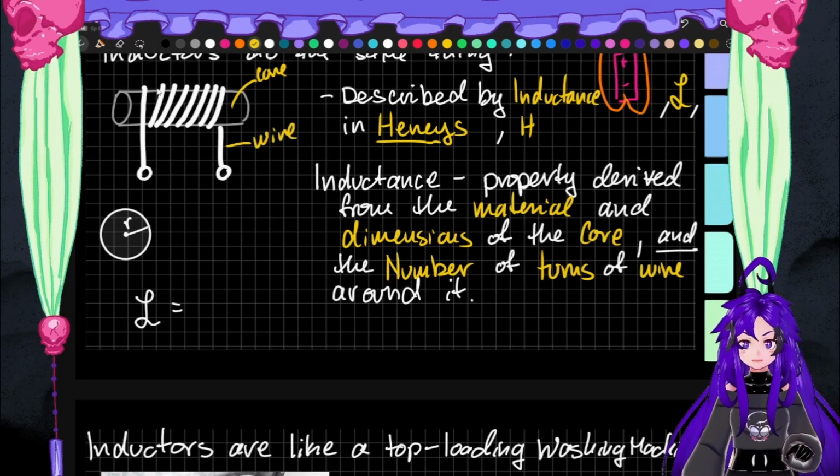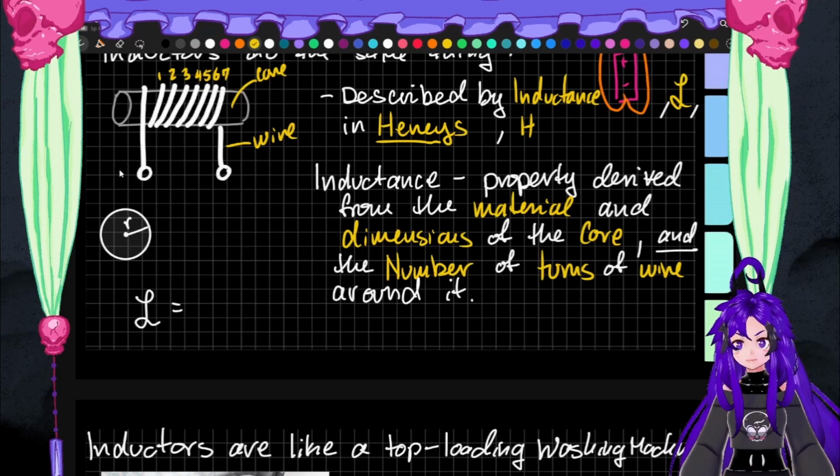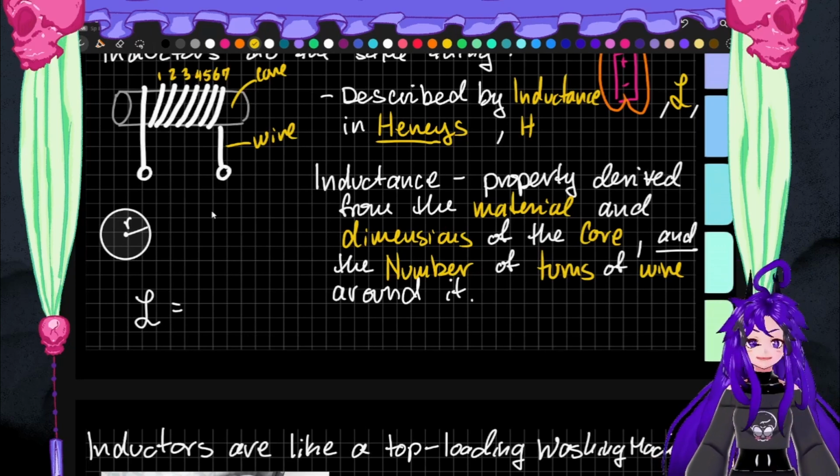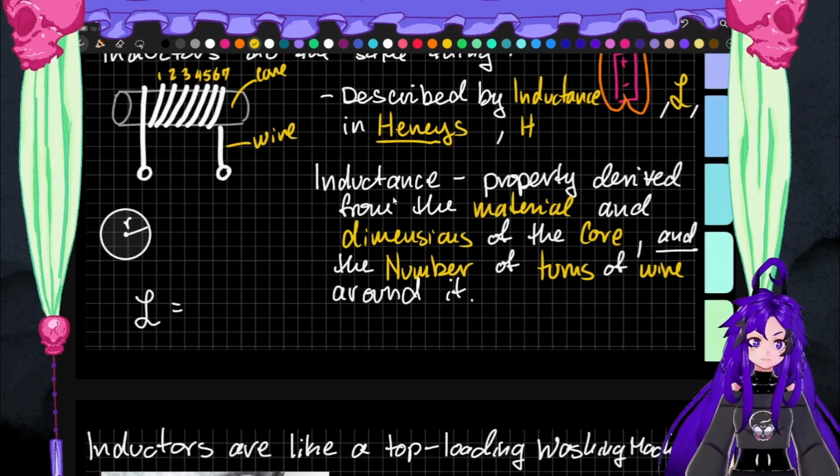And these are the turns. So 1 complete turn, 2 complete turns, 3, 4, 5, 6, 7. 7 turns. You're not going to have to count that. If you have to deal with this, you're going to be told there's like 200 turns, or N is 200 or something like that, and you're not going to have to count it.